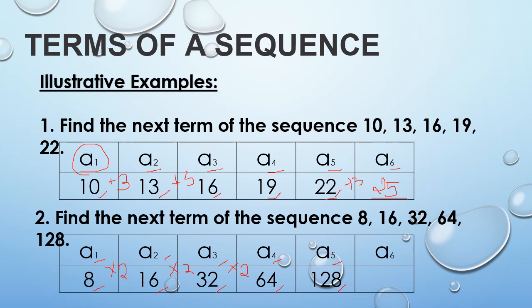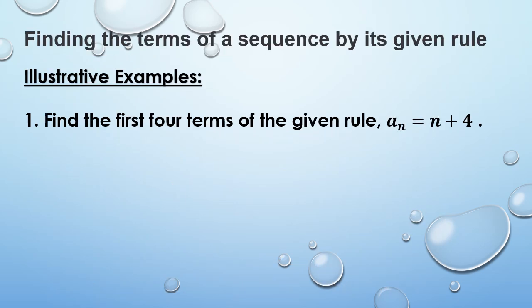64 times 2 is 128. And 128 times 2 is 256. Did you get the same answer? Alright, very good. It's repeated.